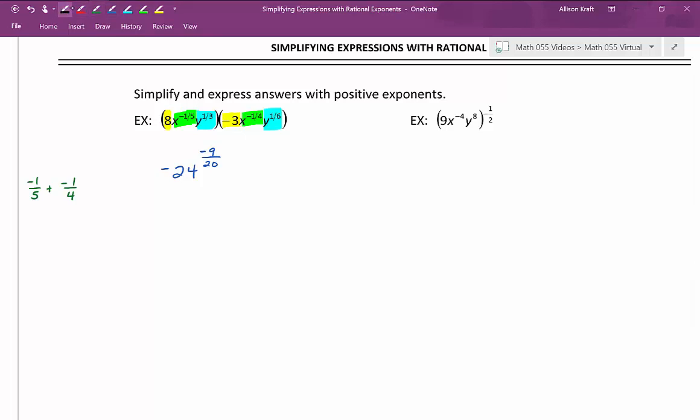I need to do the same thing with the y's. So I have y to the 1/3 times y to the 1/6. I'm going to have to add those exponents together, 1/3 plus 1/6. This is going to give me y to the 1/2.